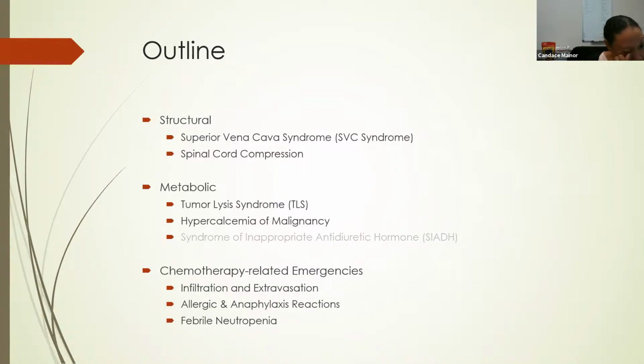The structural emergencies we'll talk about are superior vena cava syndrome, or SVC syndrome, and spinal cord compression. The metabolic ones we'll discuss are tumor lysis syndrome and hypercalcemia of malignancy. We will not be talking about SIADH. Under the chemotherapy-related emergencies, we'll discuss infiltration and extravasation, and allergic and anaphylactic reactions to chemotherapy. Then we'll touch briefly on febrile neutropenia, although we won't go into much depth because I believe you get a separate ID lecture as it pertains to this topic.